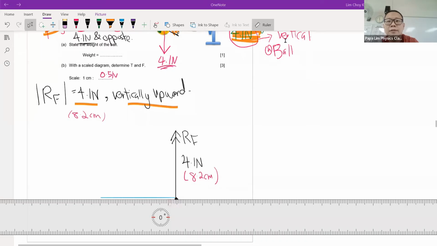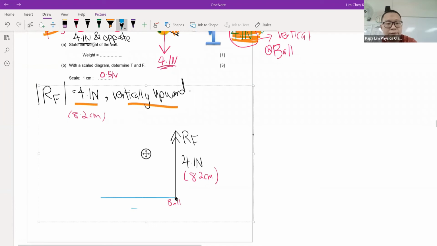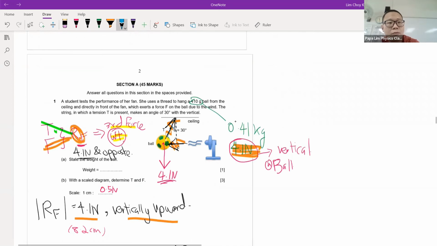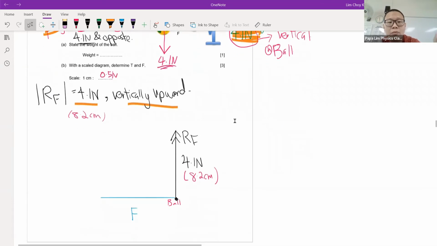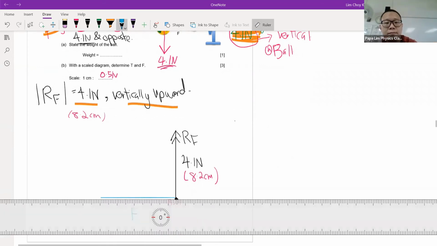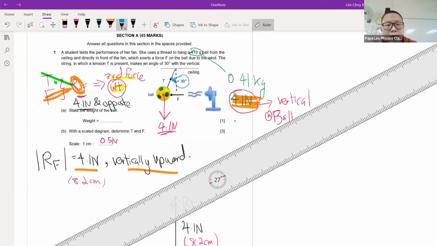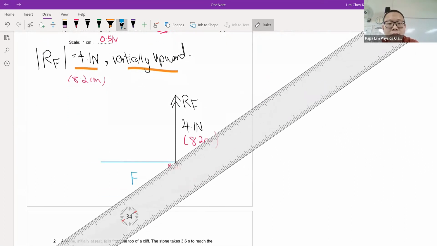So now I have the horizontal force, F, but how long F is, I don't know yet. The other information I have is that T is 30 degrees, given in the question, with respect to the vertical axis. If you use a protractor, the 30 degrees here is 30 degrees with respect to the vertical. So T is 30 degrees with respect to the vertical.